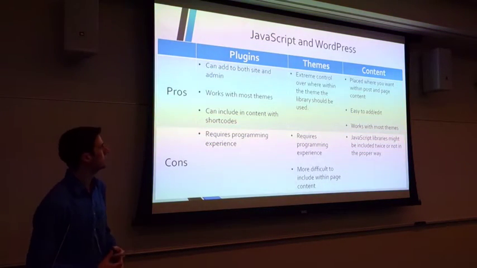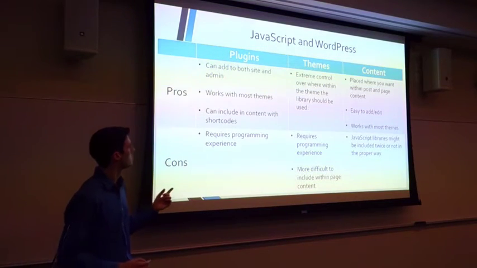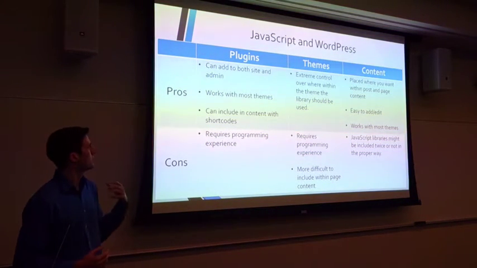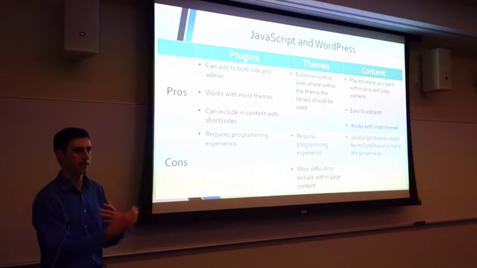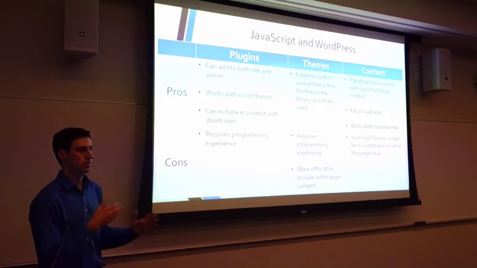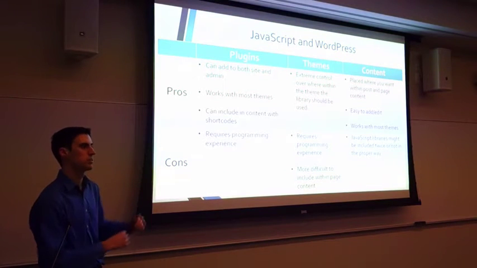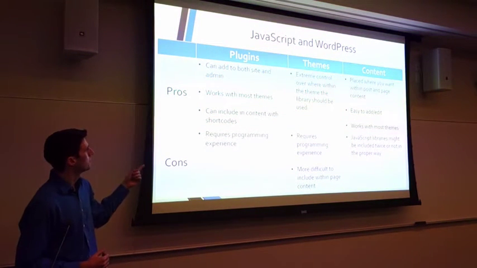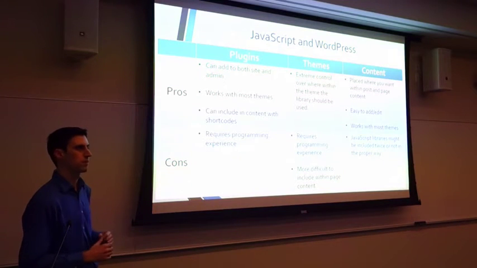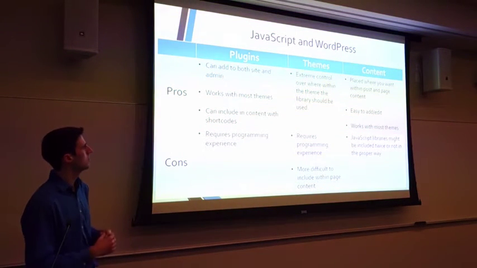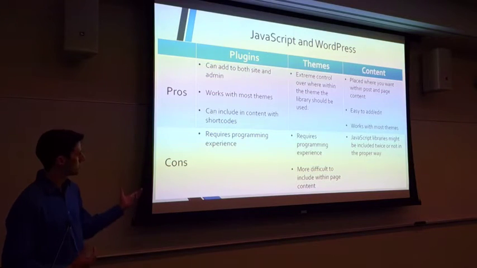To add it into WordPress, you can add it through plugins, through themes, and through content. With plugins, the benefit is that you can add it to both the site and to stuff within the WordPress admin. So if you're trying to modify stuff within the backend admin panel, maybe you do an Ajax refresh after some post was made, or you changed some field. You could do that. It would work with most themes. Sometimes you might run into a theme conflict with some weird theme, but 99% of the time it should be able to be integrated. And you can include it in content with shortcodes. The con is that it requires programming experience.